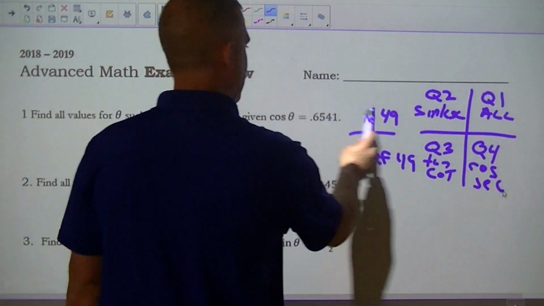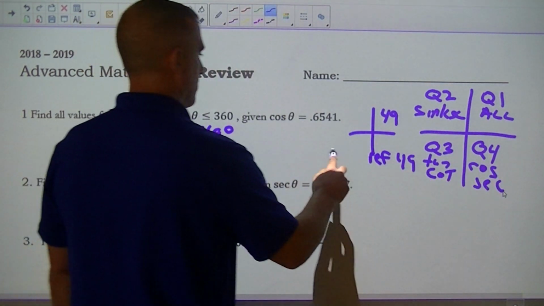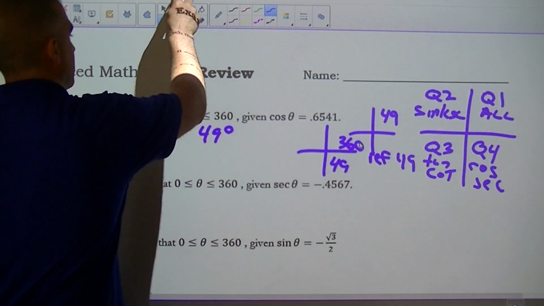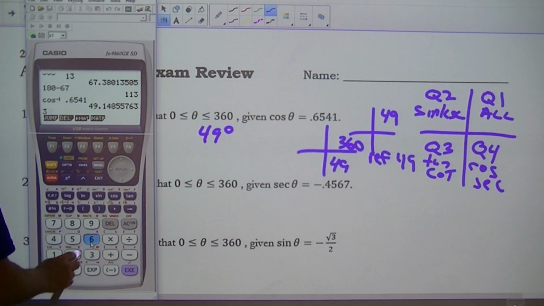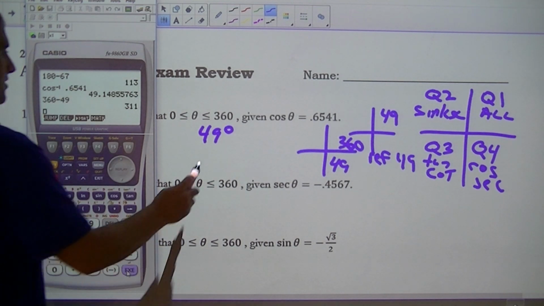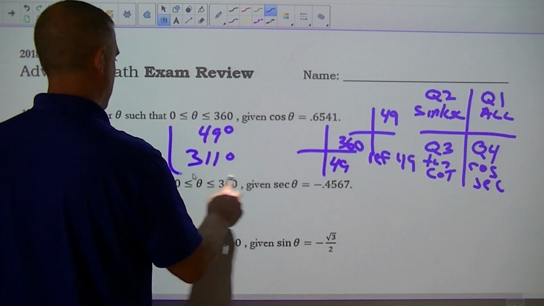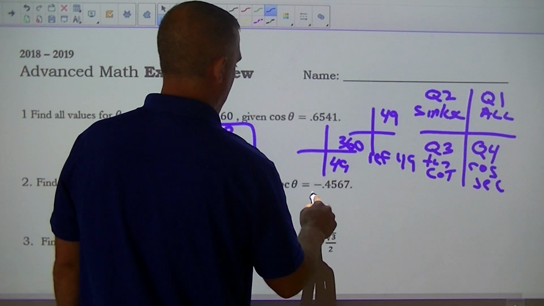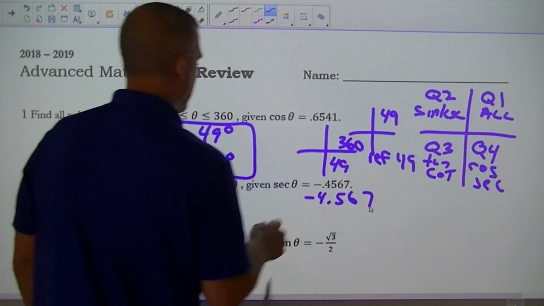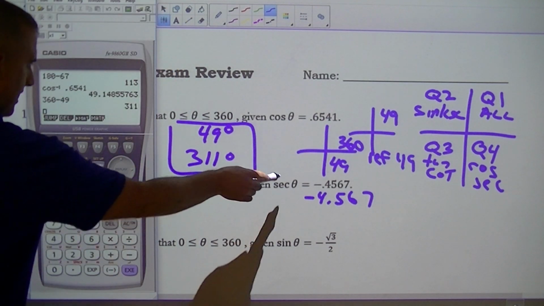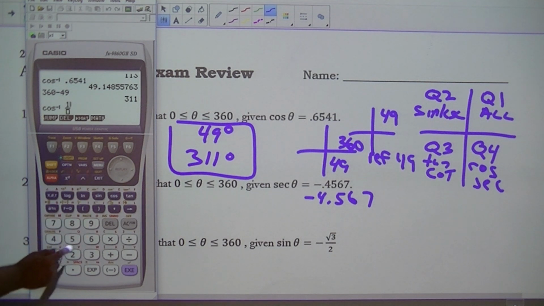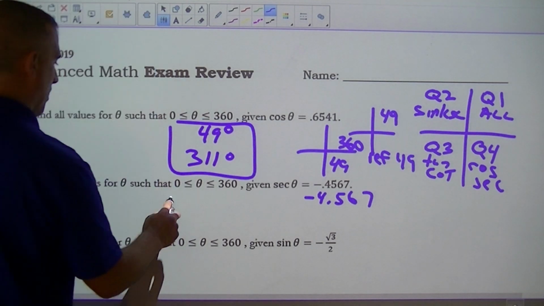So the other place that cosine is going to be positive will be in quad 4. All right, so in quad 4, if I apply 49, that's going to work to 360. So 360 minus 49 is 311. Okay, find the values. Now this should have been negative 4.5675, so make that adjustment. So what I would do is I can't do secant, but I can do cosine, and I can flip that, so it's 1 over negative 4.567. All right? So the first one that works is 102.